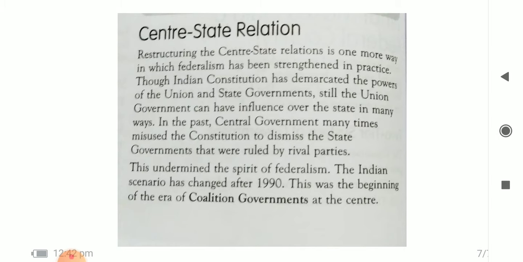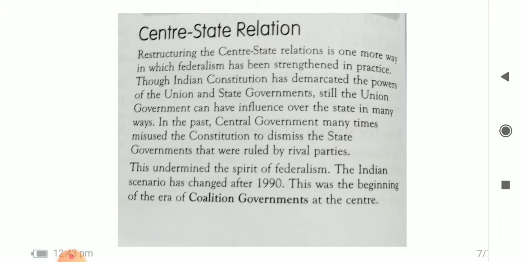This period saw the rise of regional political parties in many states of the country. This was also the beginning of the era of coalition government at the center. What is a coalition government? A government formed by the coming together of two or more political parties, usually partners in a coalition who form a political alliance and adopt a common program.